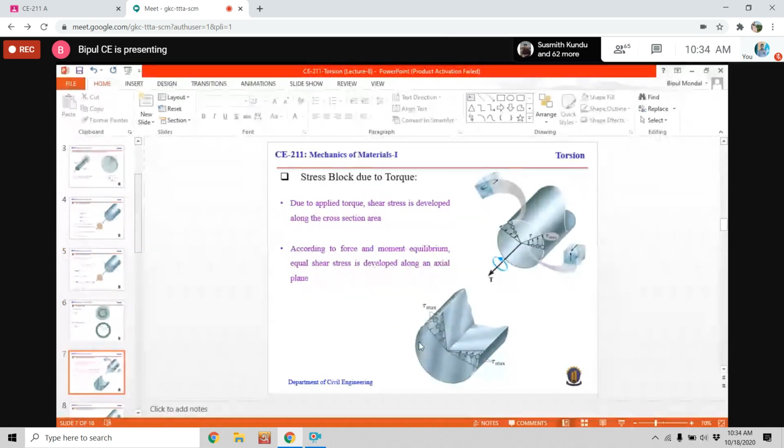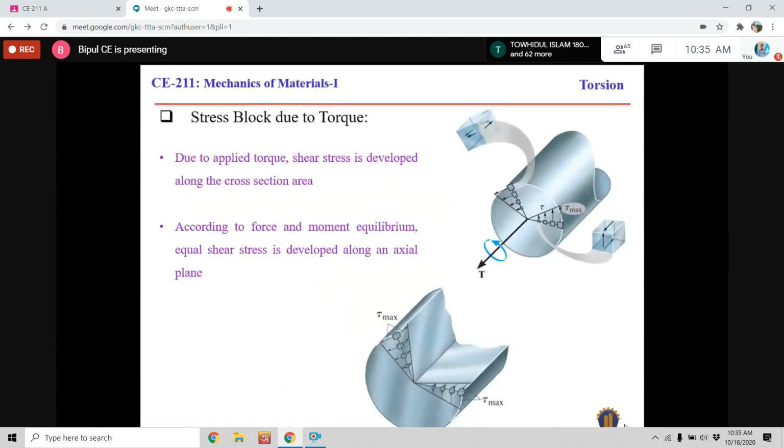Then the stress block due to torque. If we take a block from here, due to this applied torque, a stress will be developed on this plane. So this is the stress on this block.